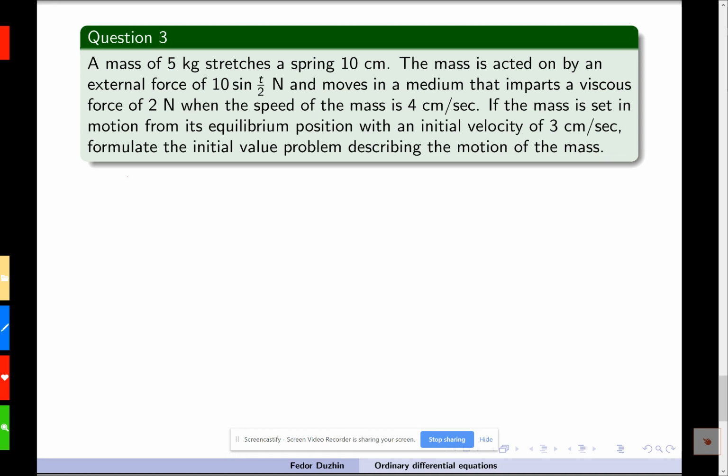Now, the general formula is m y double prime plus gamma y prime plus k y equals f of t. Here m is the mass, gamma describes the viscous resistance, k is the Hooke's law constant for the spring, and F is the external force. In our case, we are explicitly given m is 5 kg, and F is 10 times sine of t over 2. The rest we have to figure out.